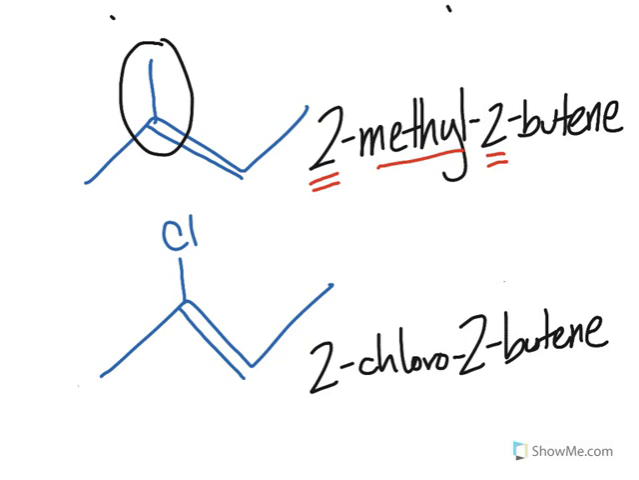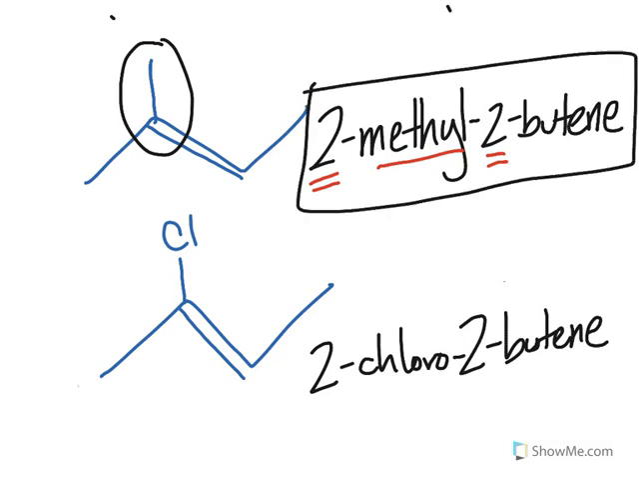I'll be giving you some additional examples in class, and we'll take a look at some additional attachments to these chains, and we'll take a look at how those change the structure of the name of the molecule as we go into additional functional groups.